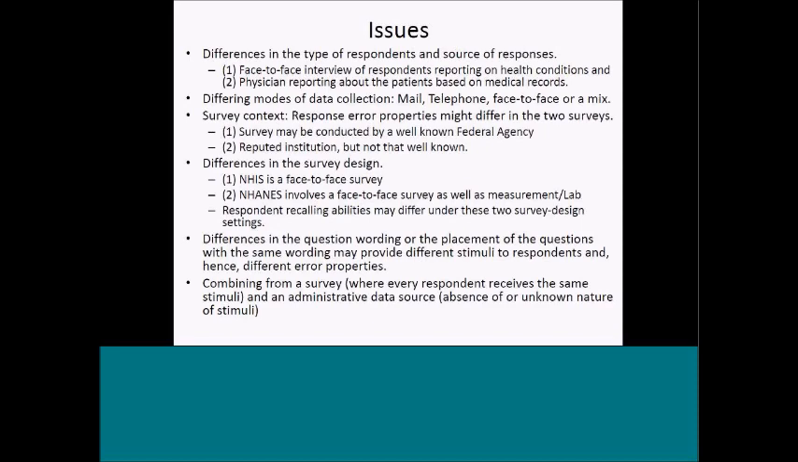Now, the response error properties might differ in the two surveys. A survey may be conducted by a well-known federal agency or by a reputed institution that is not that well known, so that could also play a role in the response error properties. Then there are differences in the survey design. For example, HIS is a face-to-face survey, but NHANES involves a face-to-face survey as well as a measurement lab. So the respondents' recall could differ by the two survey designs.